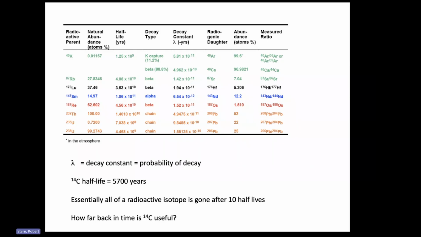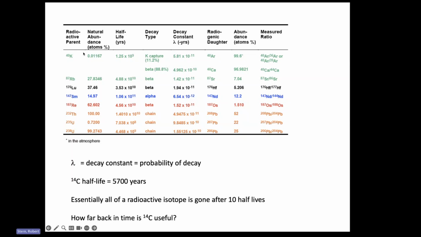These are the decay types, the different styles of decay. This is the decay constant, which is related to the half-life. As it turns out, the shorter the half-life, the higher the decay constant. Right? These are all very small numbers, but 10 to the minus 10 is bigger than 10 to the minus 12. So this has a shorter half-life than this has, right? Quite a bit.